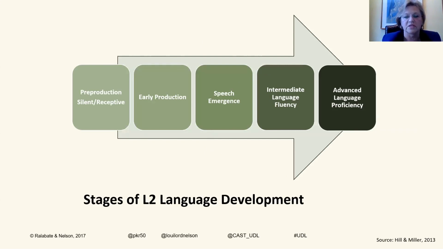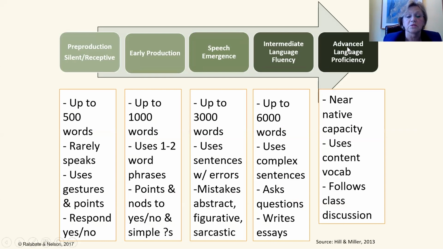But there are 5 stages that they talk about. The pre-production silent reception. Basically, the kids are brand new to English within the first 6 months of their exposure, and they really don't respond very much. Early production is the next stage where they're just beginning to use some language, and then speech emergence, intermediate language fluency, and advanced language fluency. And I actually describe these better in the next slide so that you can take a look at some of the descriptions in the very next slide.